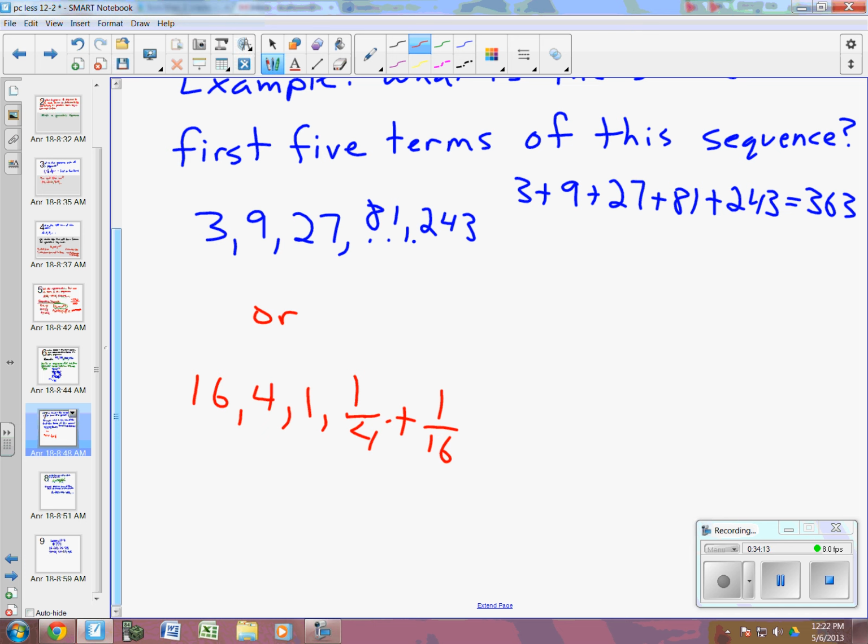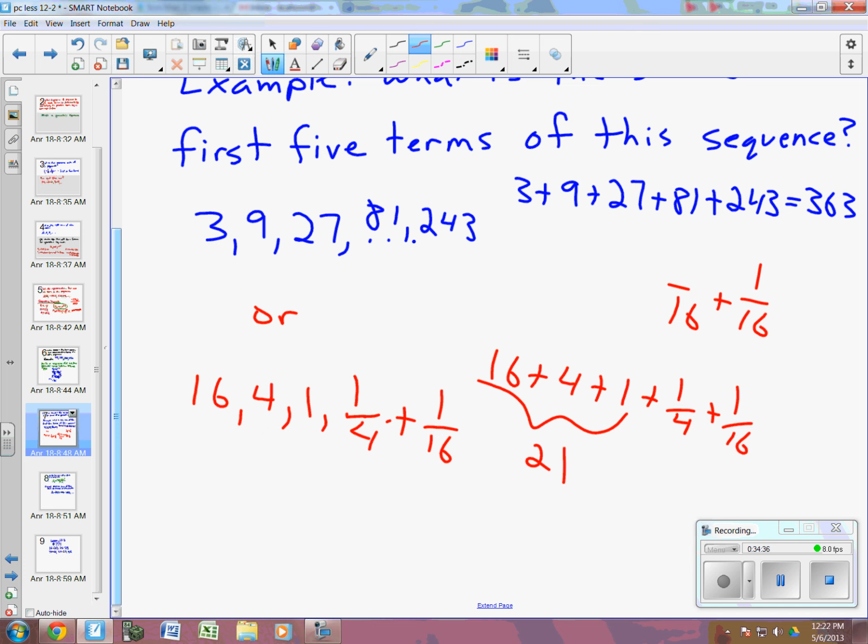Okay, so I have to find 16 plus 4 plus 1 plus 1/4 plus 1/16, right? Well, the first 3 are easy. They add up to 21, right? The last 2, I probably want to get a common denominator. What's the common denominator of the last 2? 16. And the second one, the denominator didn't change. The first one, what's the top part? 4, because 4/16 is 1/4. 4/16 plus 1/16 is 5/16. So my answer is 21 and 5/16. Any questions there?